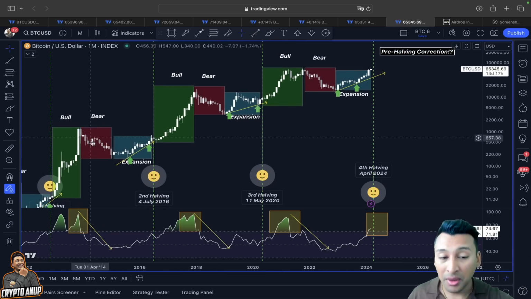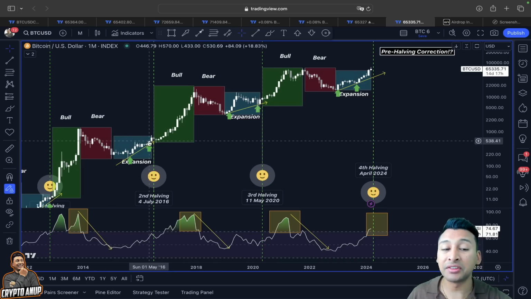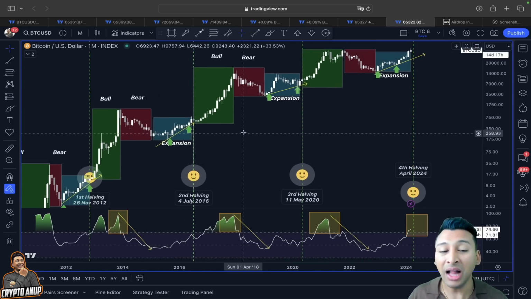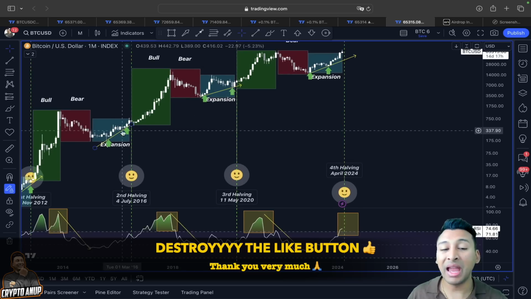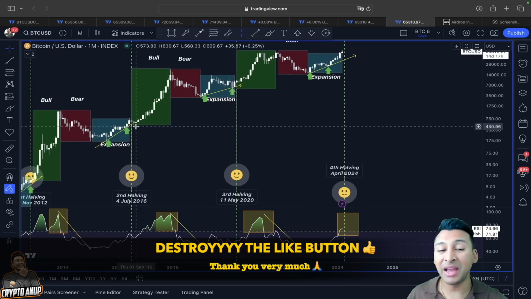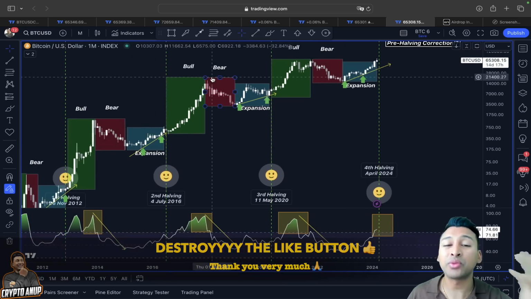Bull market, bear market, expansion phase. And when we went through the halving, how did the price react? It went parabolic. Same thing happened here. Bull market, bear market, expansion phase. When we went through the halving, price went parabolic.